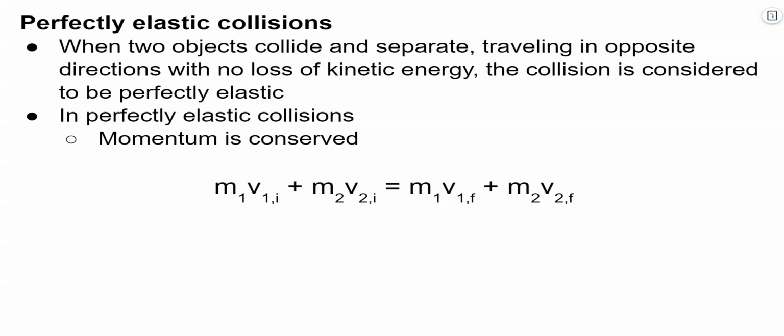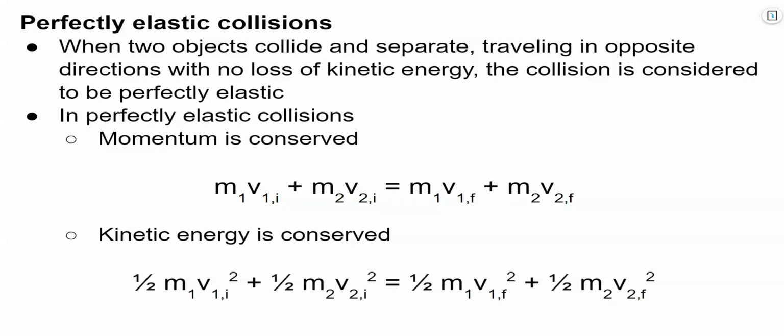Okay? So we can still use this equation, but we have to keep the objects separate because they are not going to be sticking together. So we'll have two separate objects moving at two separate velocities after the collision. And in addition to this, unlike with inelastic collisions, kinetic energy is conserved if the collision is perfectly elastic. So we could write this equation where the addition of the initial kinetic energies would be equal to the addition of the final kinetic energies of the two objects.